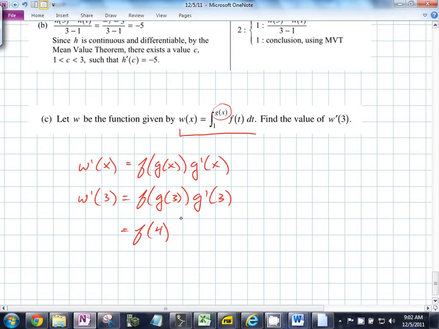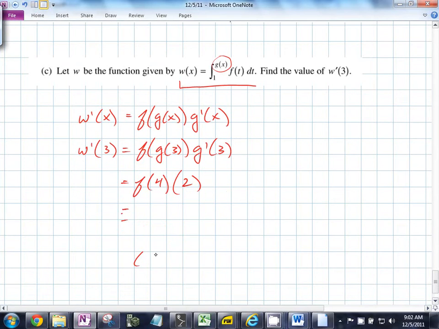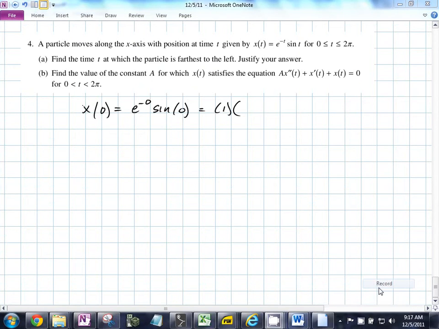So again, this is the setup I can guarantee is worth a couple points, or at least a point, and then the answer is worth 1. So this is worth at least 2. Let's check it just to see how we did. 0. Okay, good. So you did 1 endpoint, it comes out to 0. And what about x at 2 pi? E to the -2 pi sine of 2 pi is going to be 0. So it starts and ends at 0. Okay, what now?